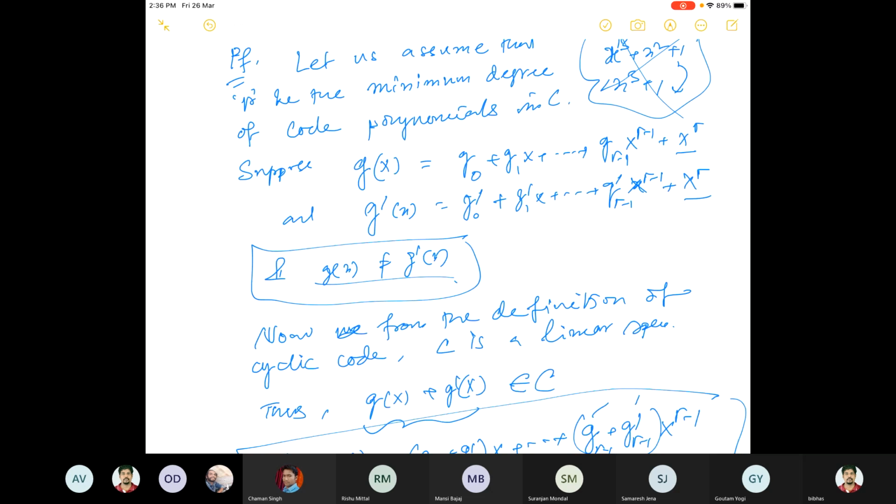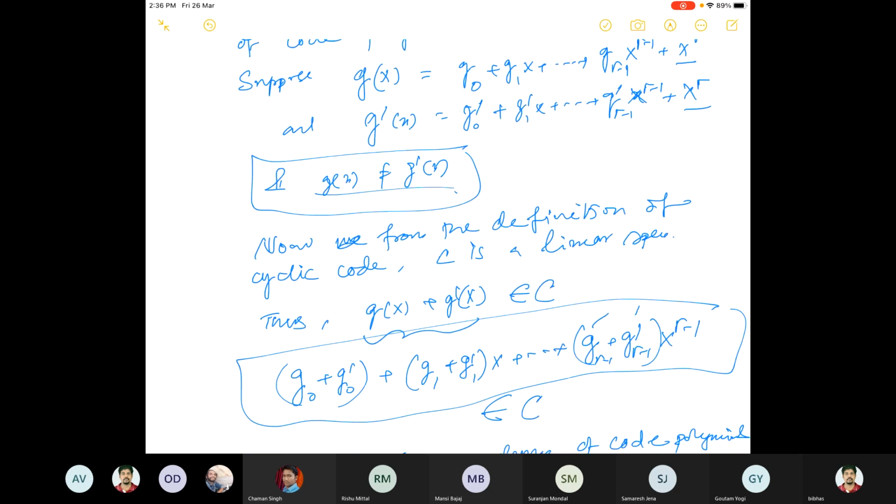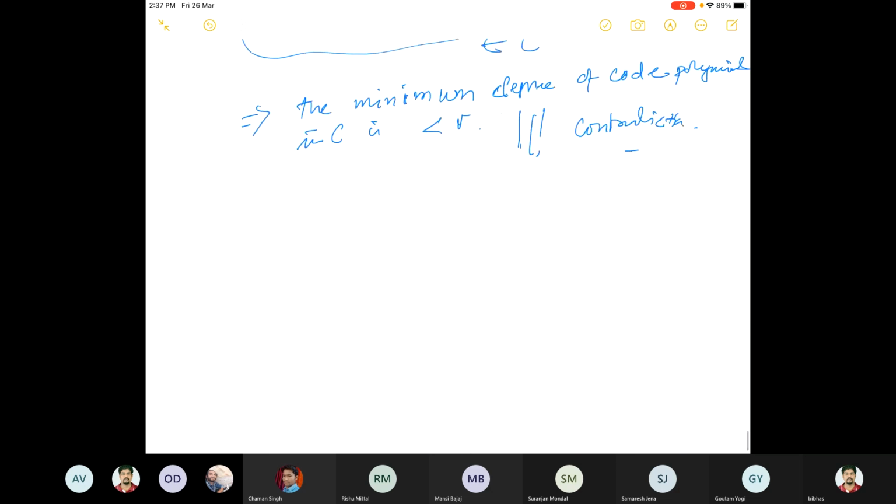Okay. You'll see a little later why I am bothered about this polynomial, the code polynomial which is having the minimum degree. In fact, later we'll see that using that polynomial, we will generate all the code polynomials in the cyclic code. That's why we are looking at it. So this is important. Okay. So first thing is its degree. So there are no two code polynomials which have minimum degree. Now the second result.